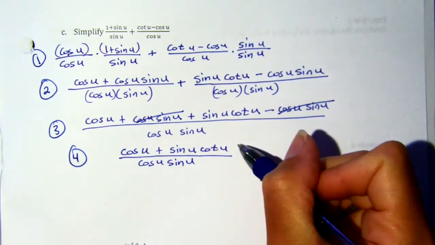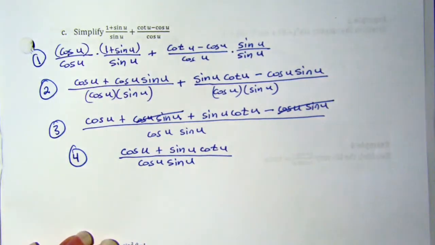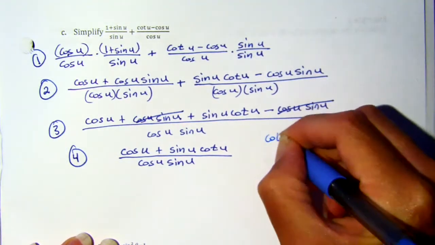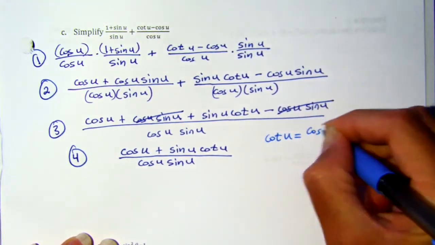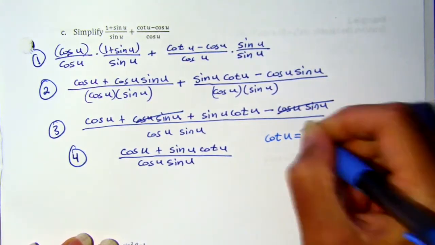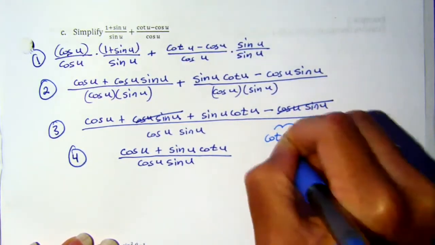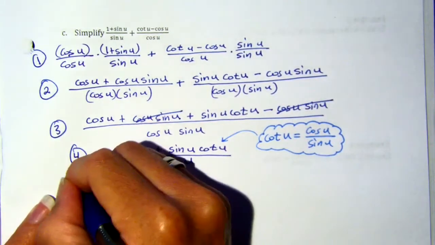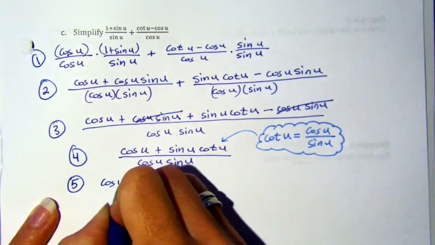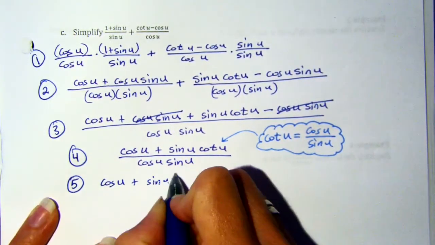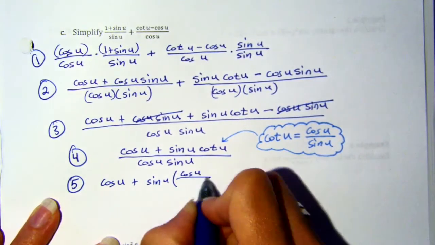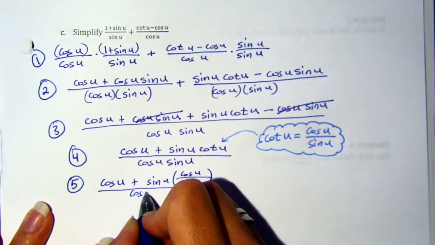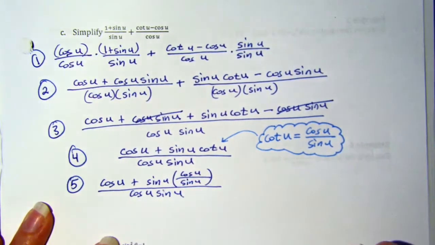This cotangent of u isn't all that friendly, so let's replace it with something. If we think about our ratio identities, cotangent of u is equal to cosine of u divided by sine of u. So we're going to replace that here. Our fifth step, cosine of u plus sine of u times cosine of u over sine of u, all divided by the cosine of u times the sine of u.